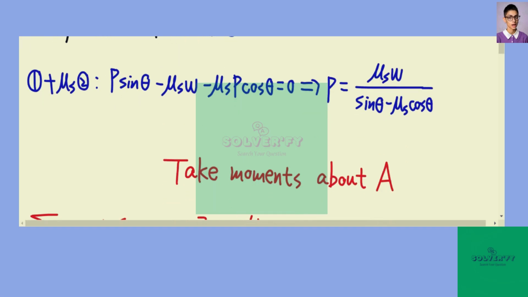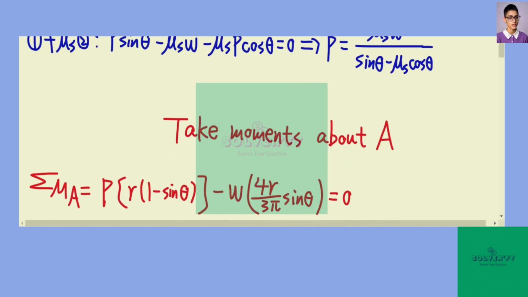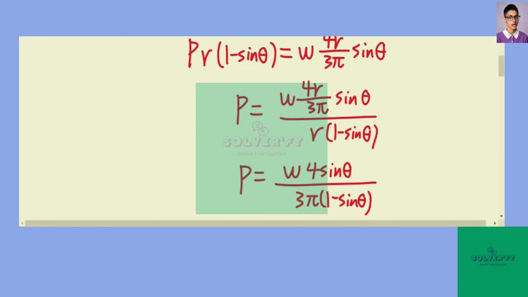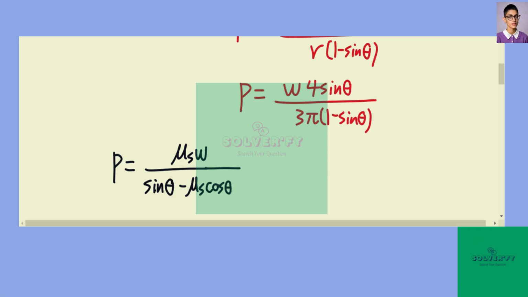So now let's take a look at the moments about point A. Consider counterclockwise moment as positive, clockwise moment as negative, and this will give us such an equation here. If we do some arrangement, eventually we'll have force P is equal to W times 4 sine theta over 3 pi times 1 minus sine theta. So remember, P can also be expressed as mu s W over sine theta minus mu s cosine theta.